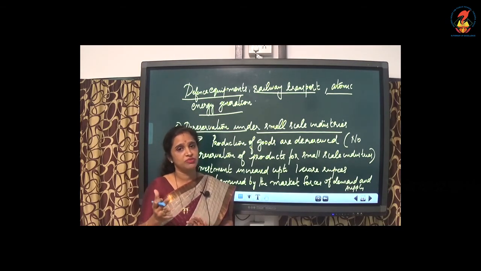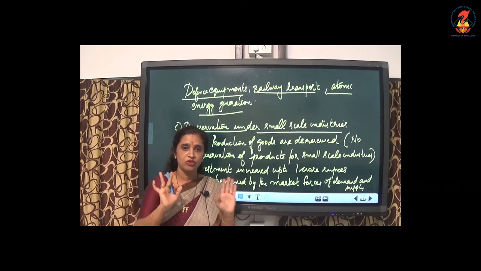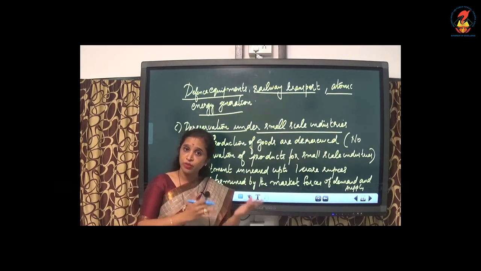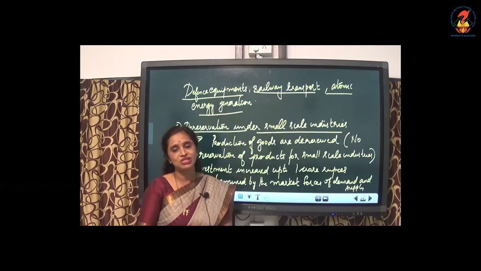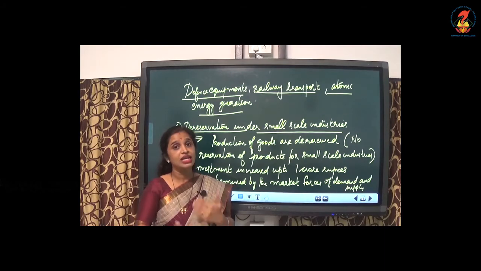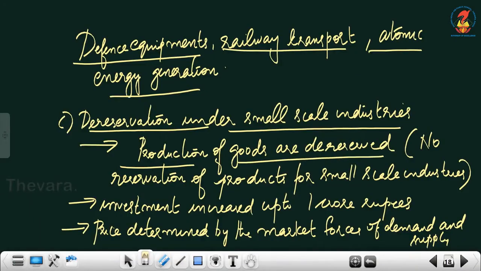So, all those measures, all those goods which were given exclusively for small scale industries were taken away. Now, small scale industries are free to produce anything. Now, large scale industries also can produce those goods which were produced by the small scale industries. No products are reserved for small scale industries. They are de-reserved. So products of goods are de-reserved. No reservation of products for small scale industries.